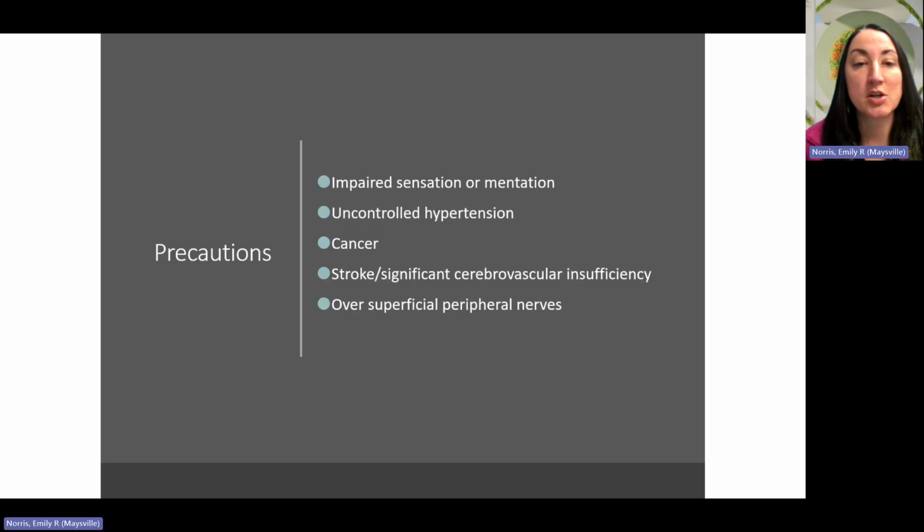Some of the precautions are impaired sensation or mentation, uncontrolled high blood pressure, cancer, stroke, or significant cerebrovascular insufficiency, not getting enough blood to the brain, or over a superficial peripheral nerve. Sometimes that can be a precaution. It may not be safe. If it's just pushing on that nerve, it could create nerve damage.